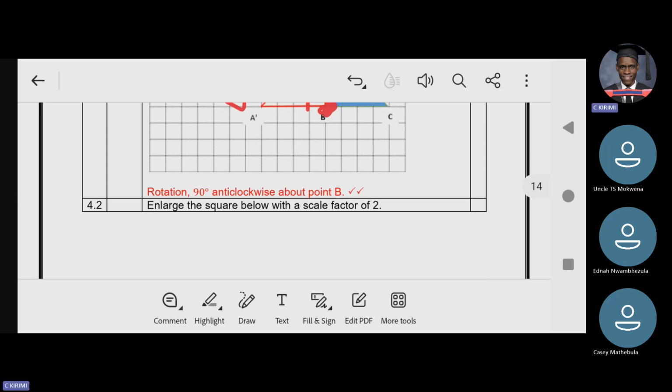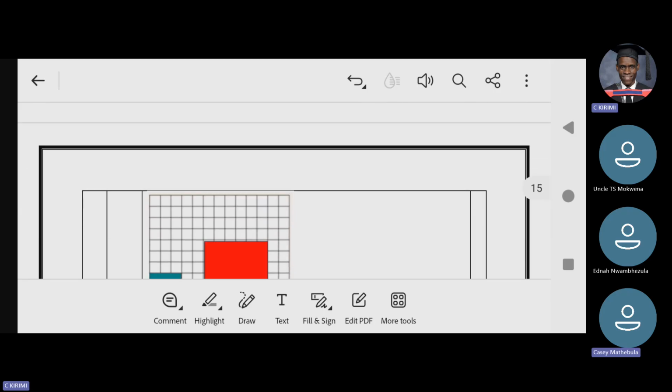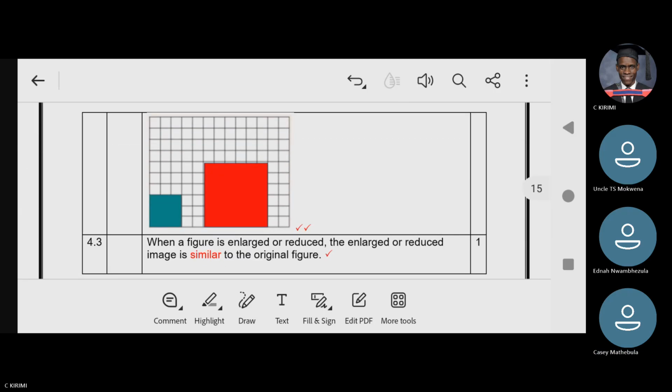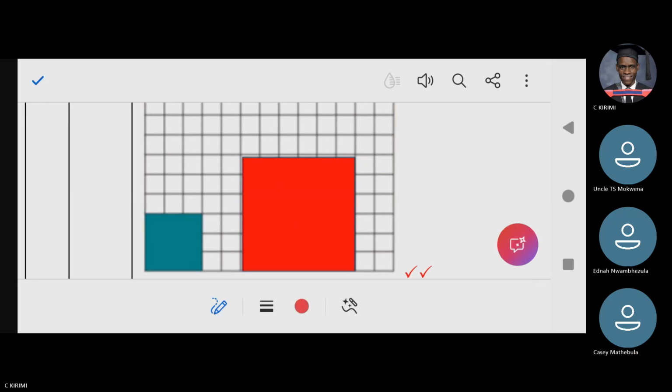Then enlarge the square below. Scale factor 2. Now we are not dividing by half. We are multiplying by 2. So the original shape was this one. It was 3 units. So you count 1, 2, 3. What is 3 times 2? 6. So there you put 6.